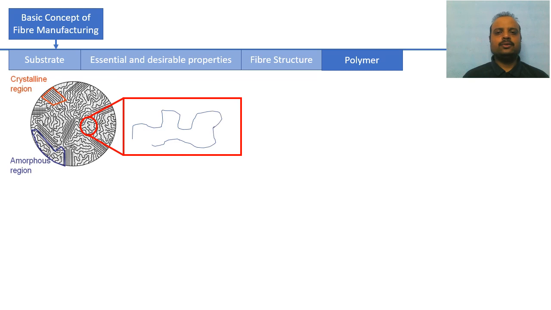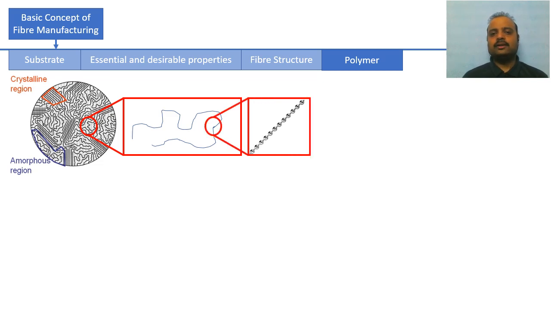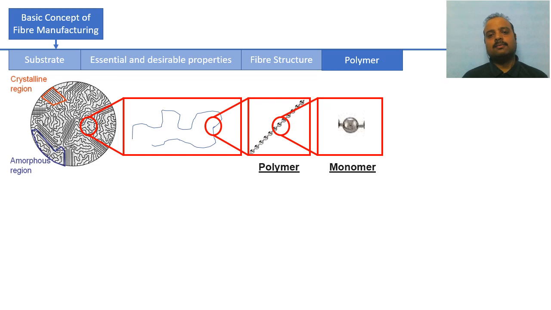Further zoomed into a region, say the amorphous region, we will find the randomly placed polymeric chains. When an individual polymeric chain is further zoomed, we will find its composition. These polymeric chains are made up of joining small molecules together. These small molecules are linked with each other in a linear fashion and form a chain. So these small molecules are called monomers.